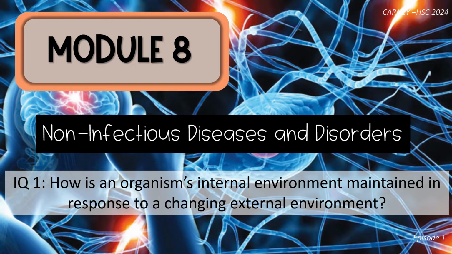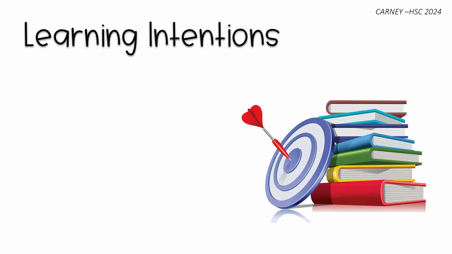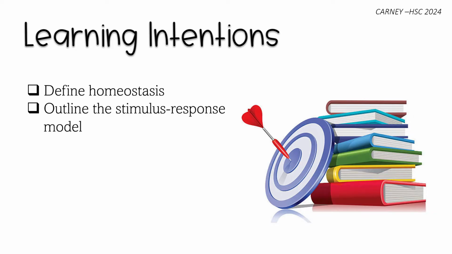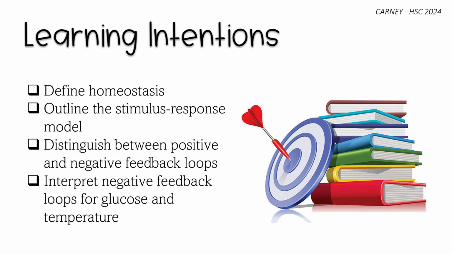Welcome to episode 1 of module 8, Non-Infectious Diseases and Disorders, looking at the first inquiry question: how is an organism's internal environment maintained in response to a changing external environment? Our syllabus reference for this video will construct and interpret negative feedback loops that show homeostasis, including temperature and glucose. Our learning intentions for this video will define homeostasis, outline the stimulus response model, distinguish between positive and negative feedback loops, and interpret negative feedback loops for glucose and temperature.